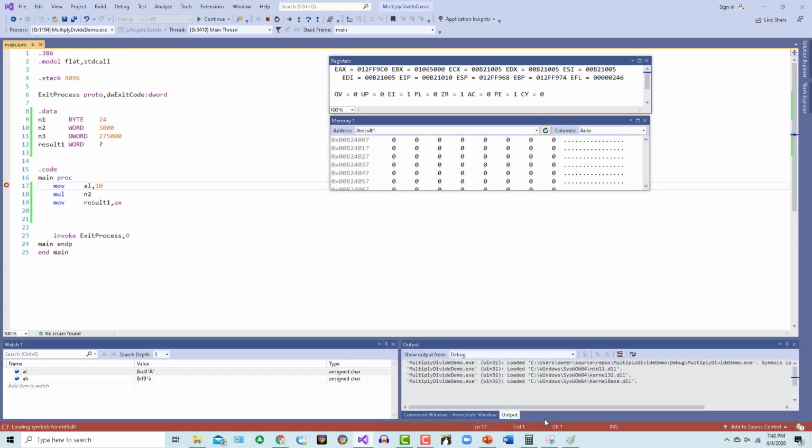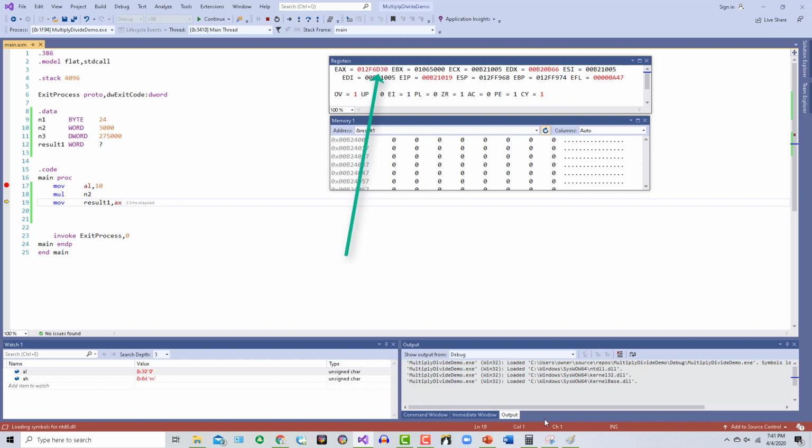Notice the original values in AL and AH. Then I store 10 into AL. So far, just like we did before. Then I multiply by N2, which is a 16-bit value. You'd expect the assembler to complain about something, what with AL being 8 bits and N2 being 16 bits, but no, it doesn't say anything.